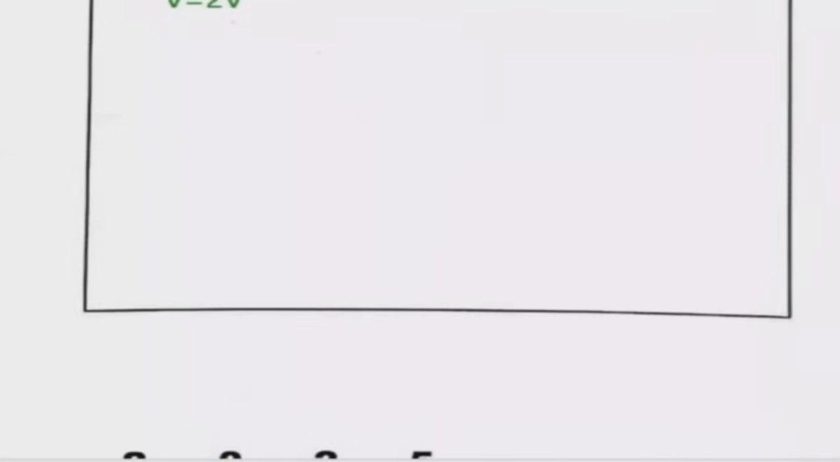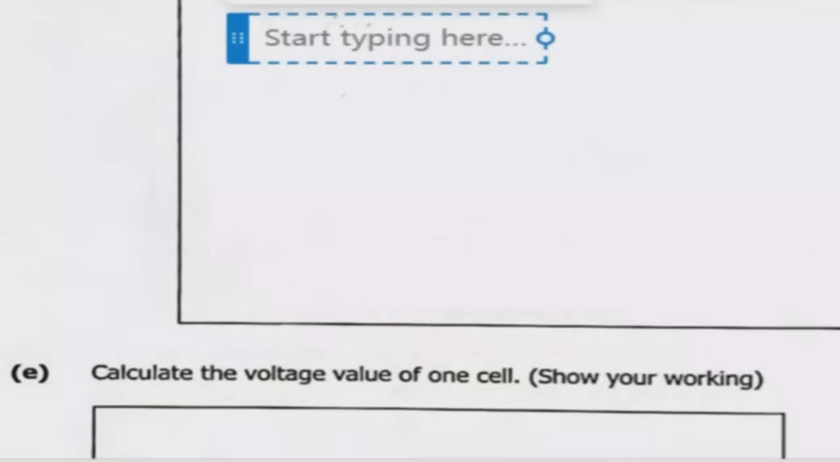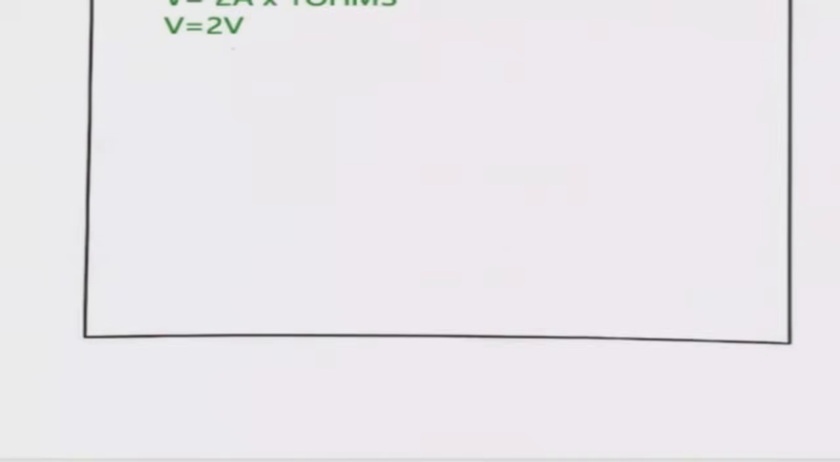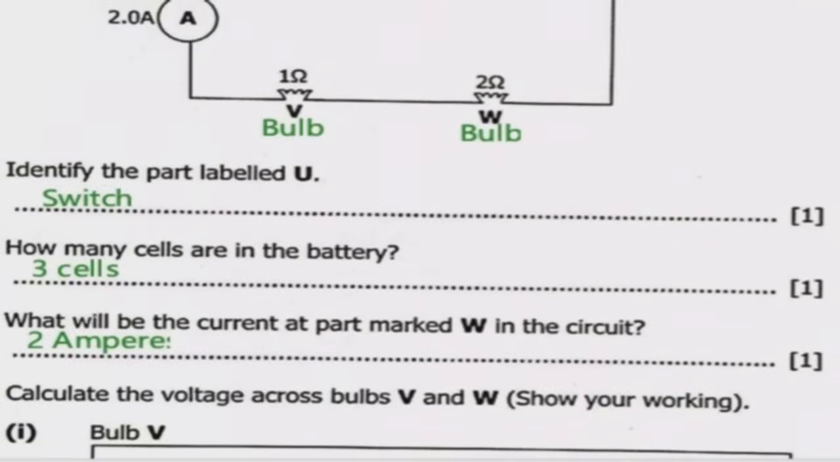We go to D2. D2 is asking us what is the voltage at bulb W. We said voltage is equal to current times resistance. We know that the current in that circuit is 2 amps. Then times, let's go where there is a bulb and see the resistance, which is 2.